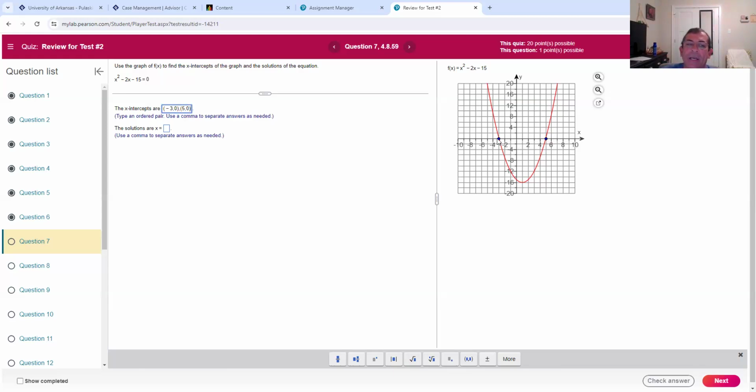So the x-intercepts have to have a y value of 0. Now, the solutions are equal to the x values of those intercepts. So the x values were -3, comma 5. And y'all, all they want you to realize on this is that the graph can give you the solutions to these quadratic equations if it crosses over the x-axis. And that's why they want you to realize that these x-intercepts are basically the same as the solutions, okay?